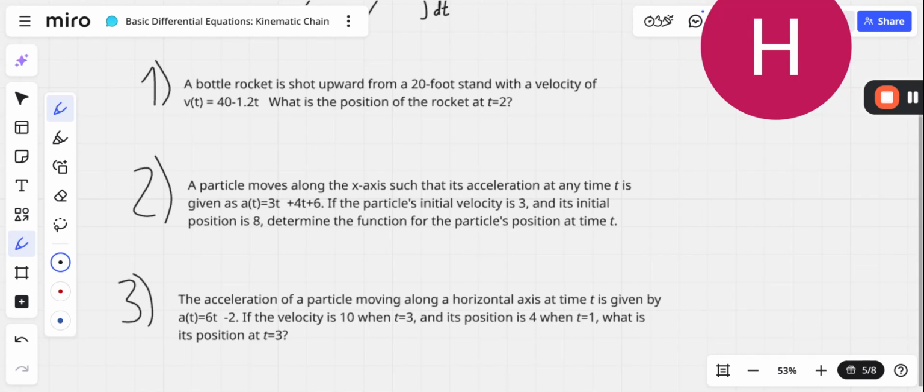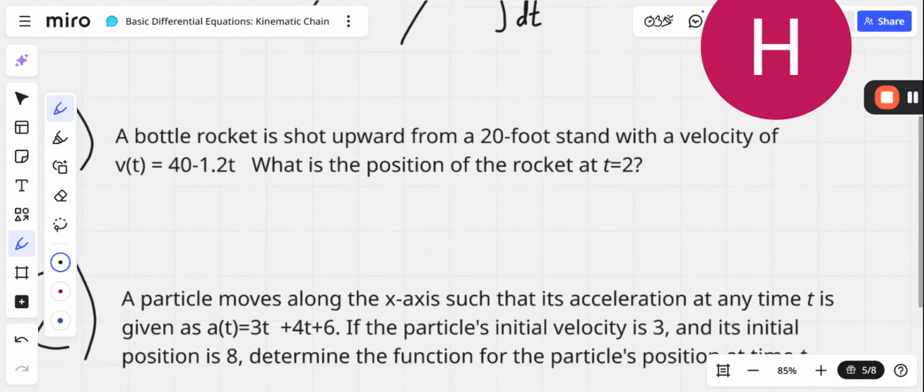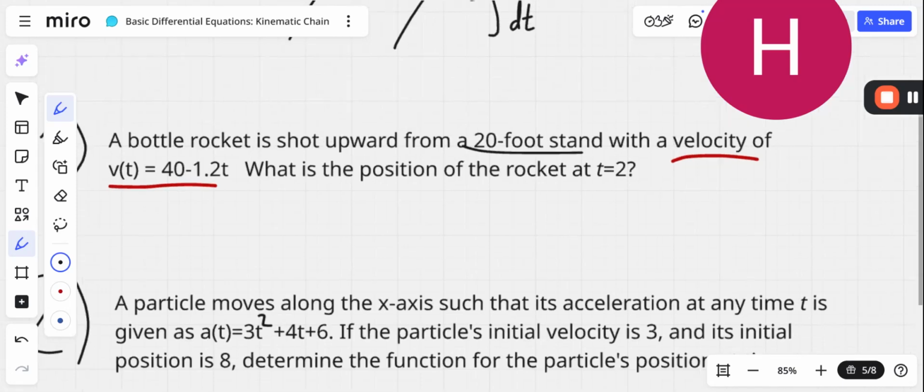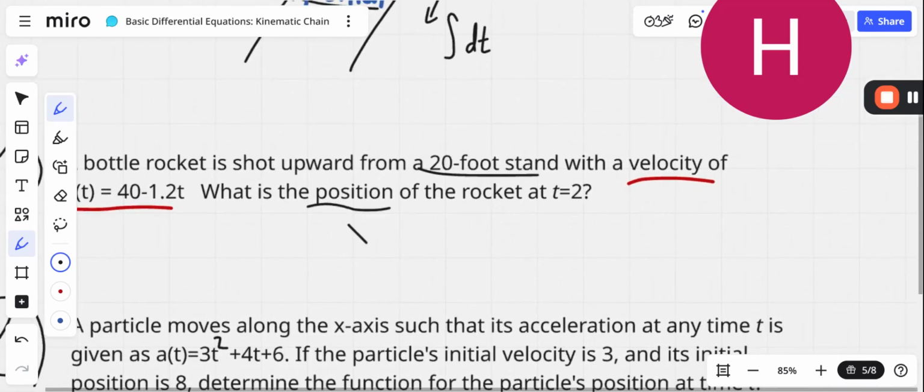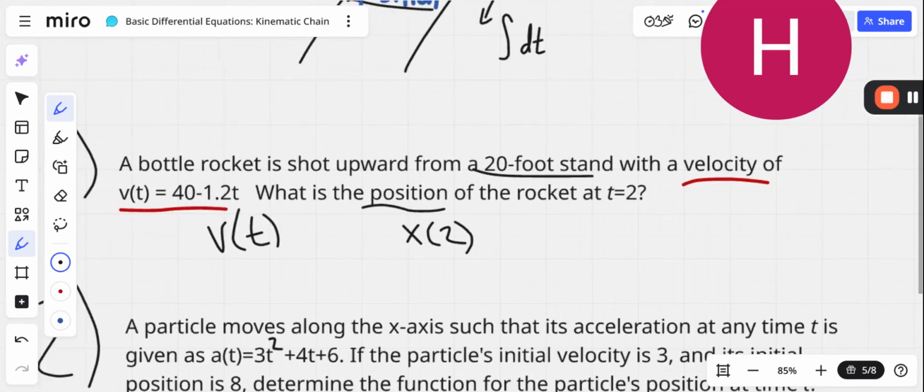Okay, let's get started here. We have a bottle rocket that is shot upwards from a 20-foot stand, that's going to be important, with a velocity. Here's the equation for the velocity. What is the position of the rocket at t equals 2? So we're asked about the position, x of 2, and we're given the velocity. We're definitely going to have to use an integral in some way to get us to x of 2. So what can we do here?